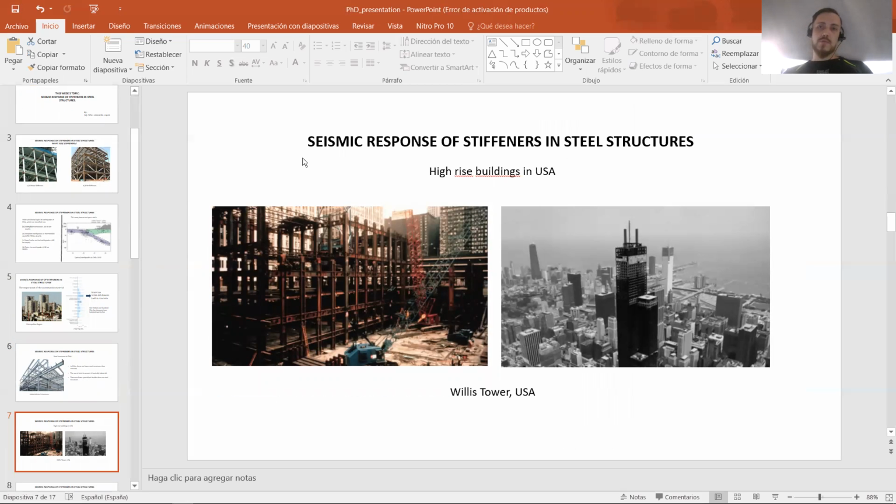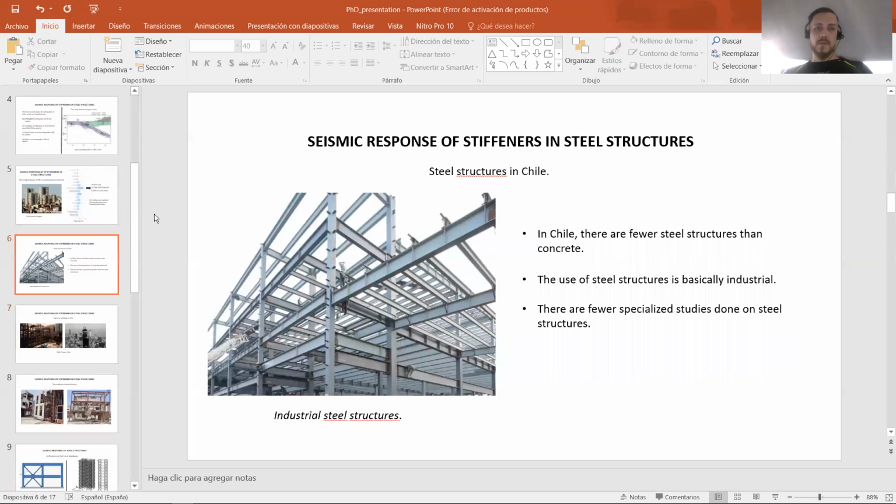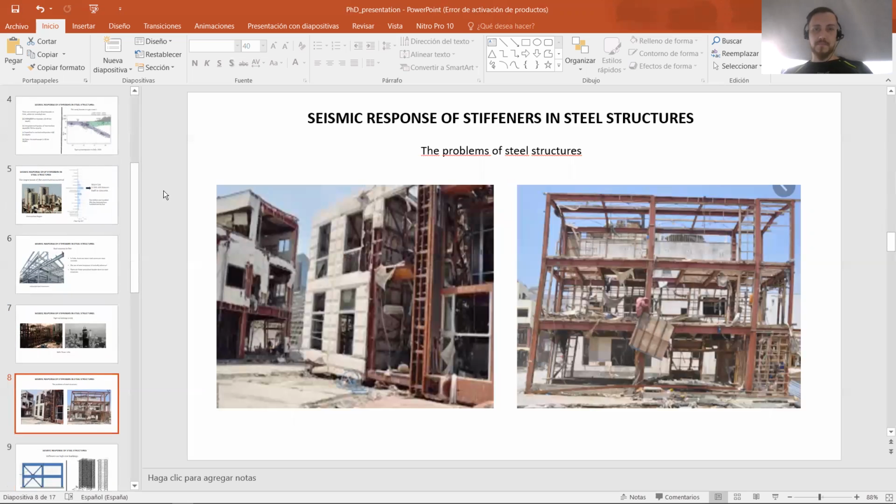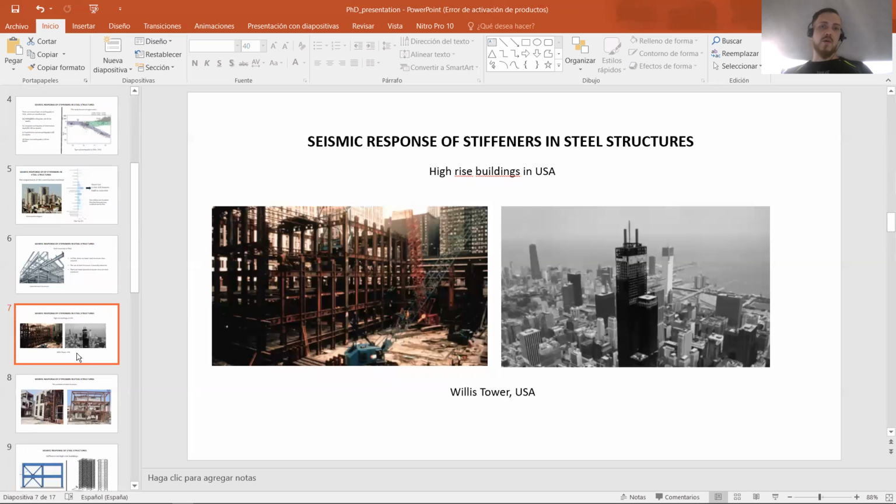So can we use steel in high-rise buildings? Yes, there are a few examples, or a lot of examples, in the USA. One of them is the Willis Tower, and it is completely steel. So steel can be used in tall structures. But what about houses? Because this was an office building.